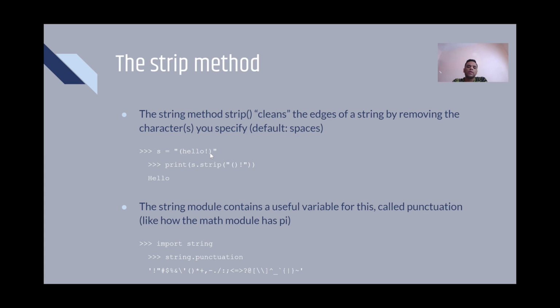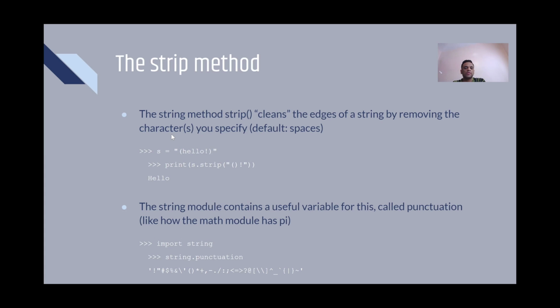But I don't want this. When I print this out, if I just print S without using a method, it'll print this whole thing. It'll print out the parentheses and the punctuation, but I don't want those. When I print it, I just want the word hello.